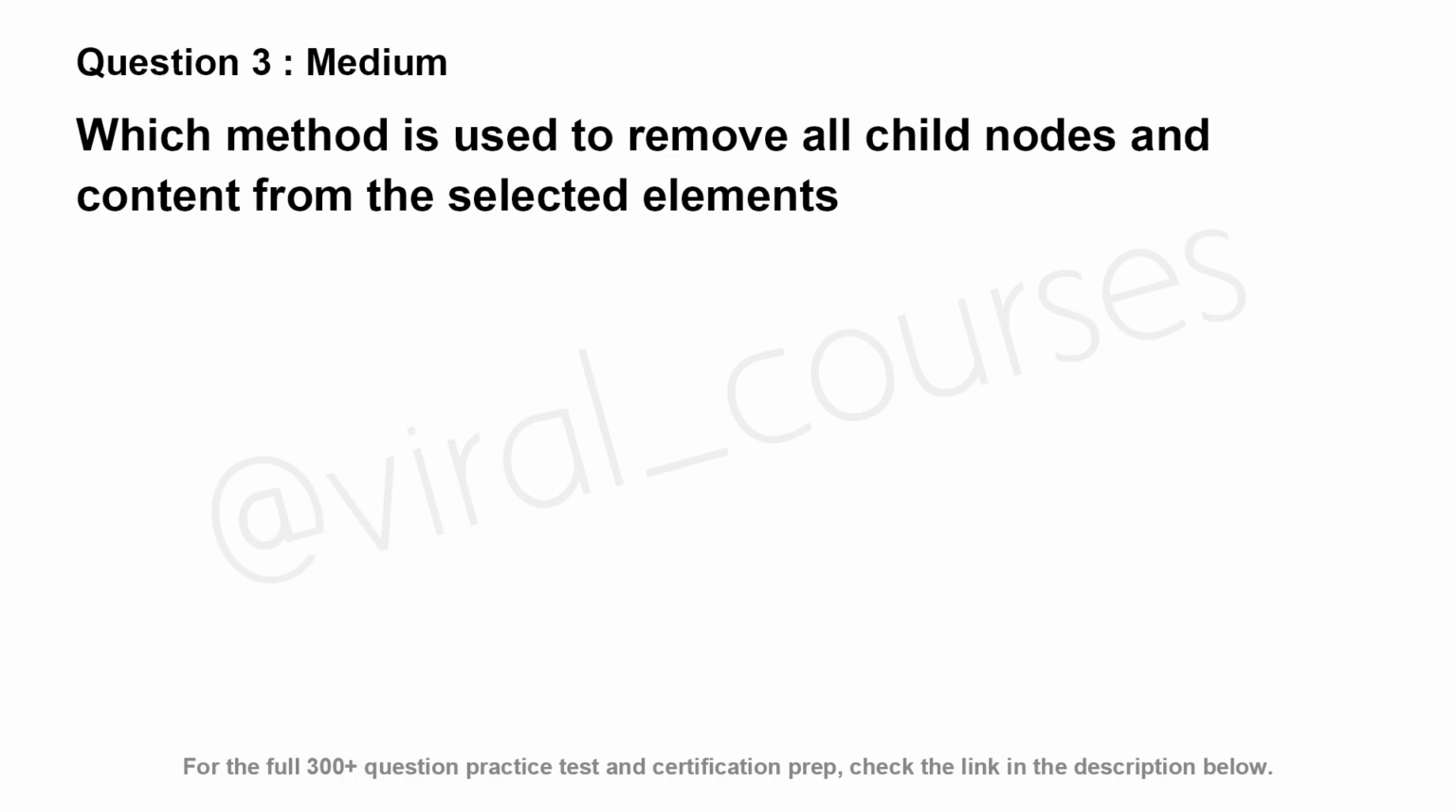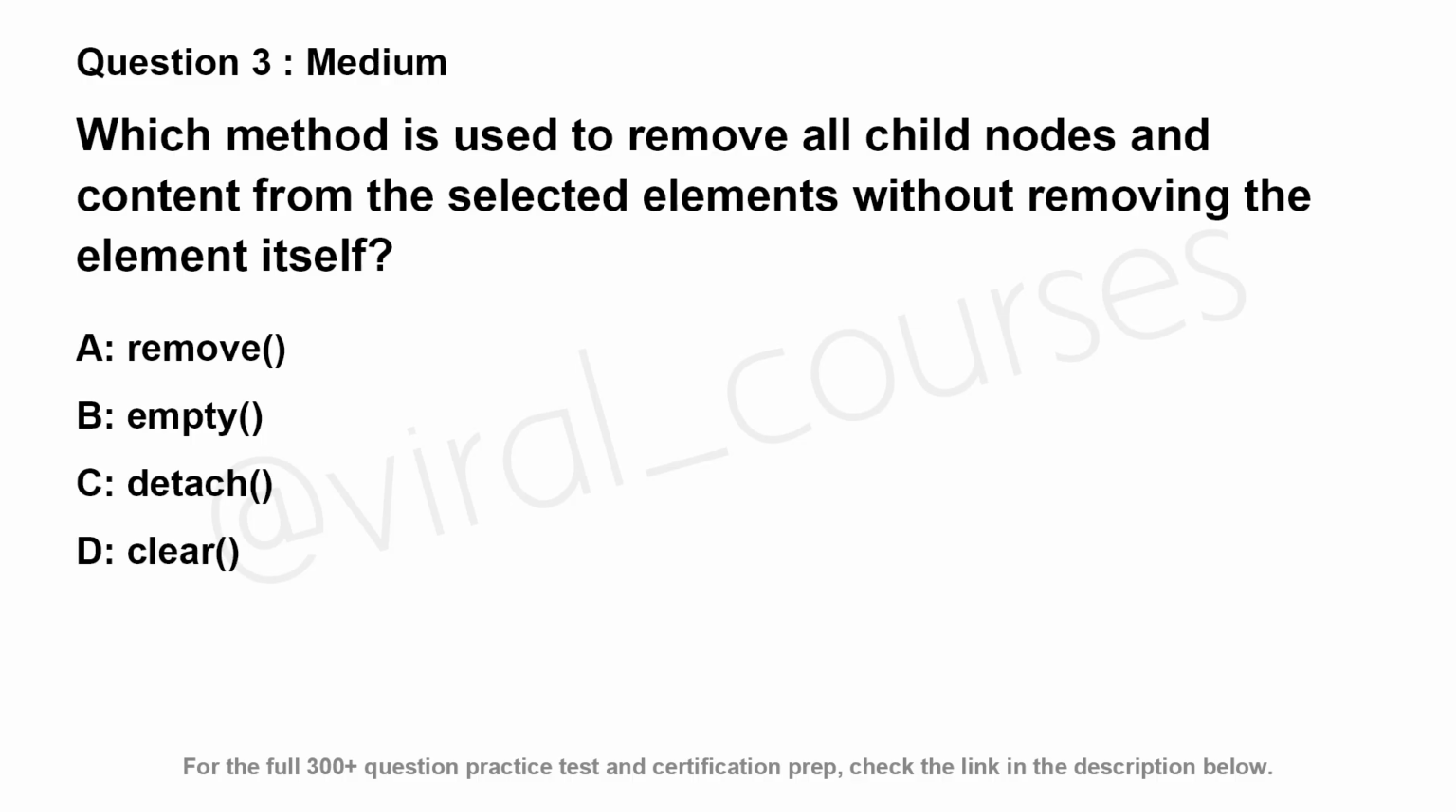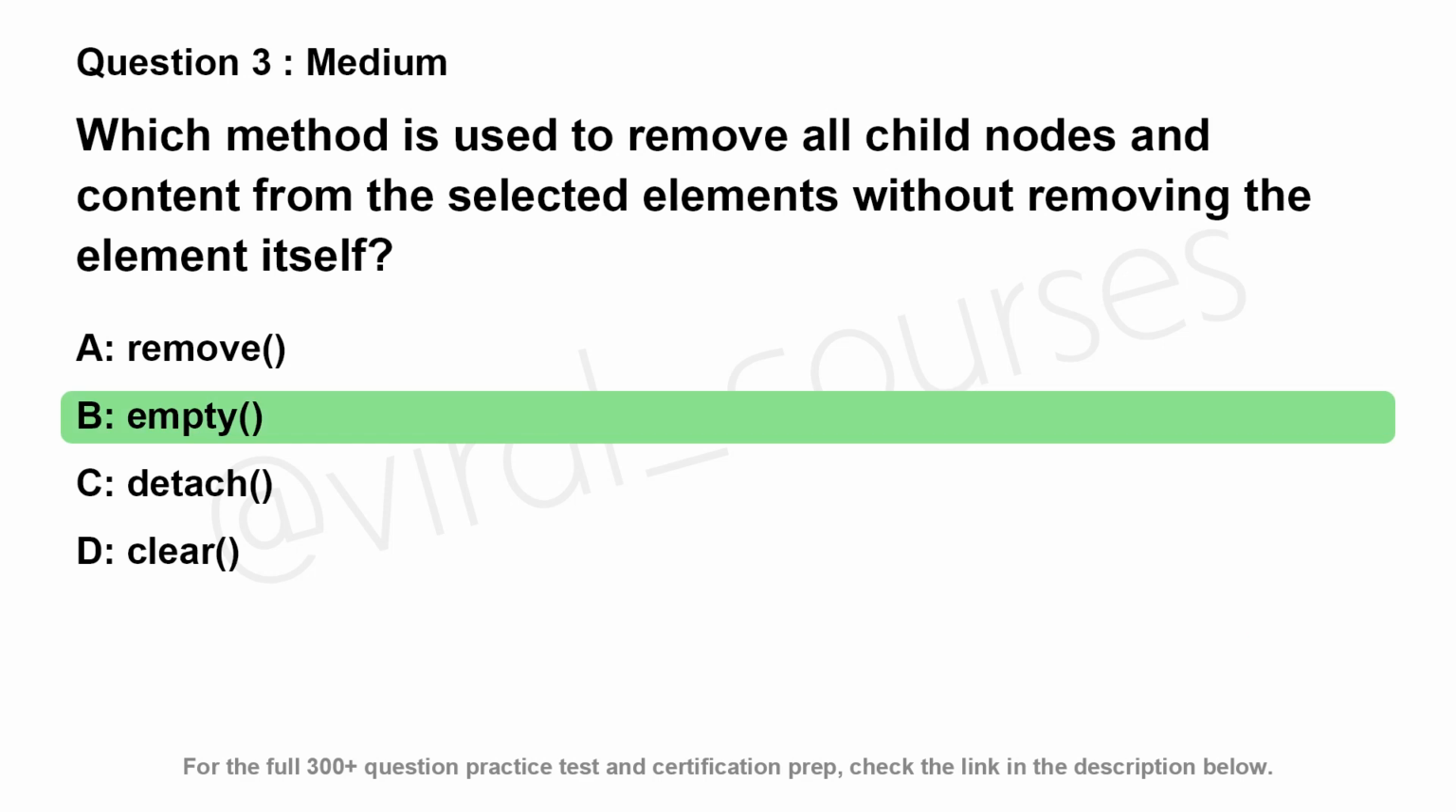Which method is used to remove all child nodes and content from the selected elements without removing the element itself? Option A, remove. Option B, empty. Option C, detach. Option D, clear. The correct answer is B.